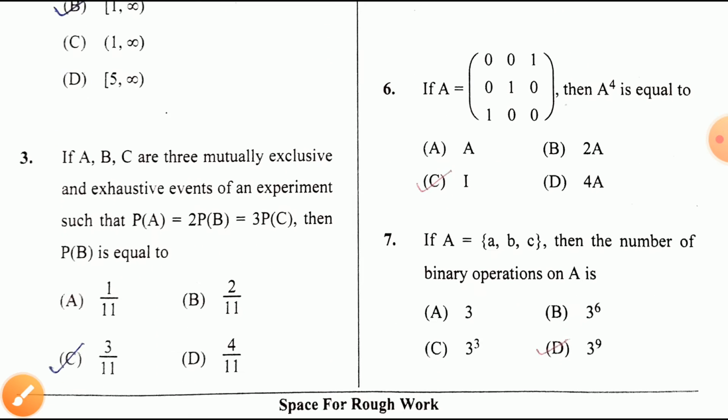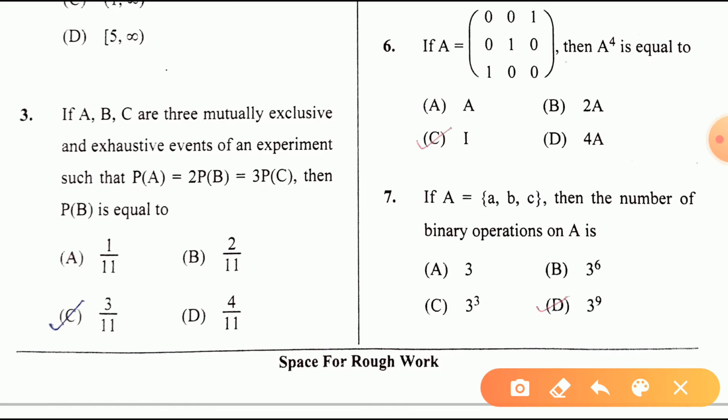Next, move on to question number 6. If A is equal to a matrix that is given, of order 3, then A raised to 4 is equal to I, where I is an identity matrix of order 3. The right choice of this question is C.